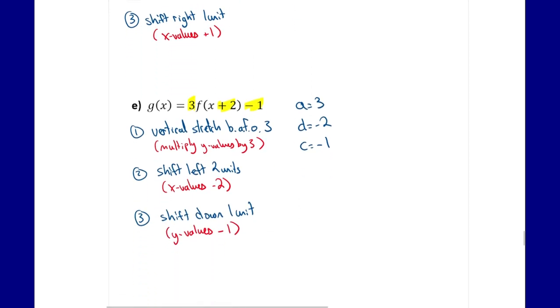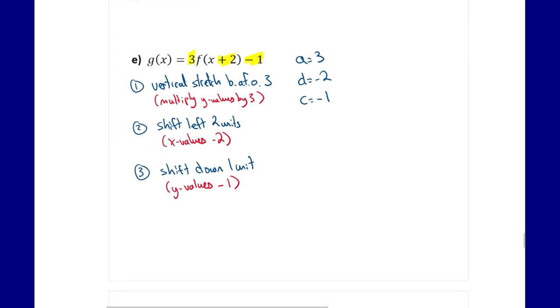And for E, g at x is equal to 3f(x + 2) - 1. So that means we have an a, d, and c value. A is 3, d is -2, opposite of what you see, and c is -1. So our first transformation would be a vertical stretch by a factor of 3. We multiply the y values by 3. For the second one, we shift left 2 units, our x values -2. And then our third and final transformation, we shift down 1 unit, or our y values are subtracting 1.